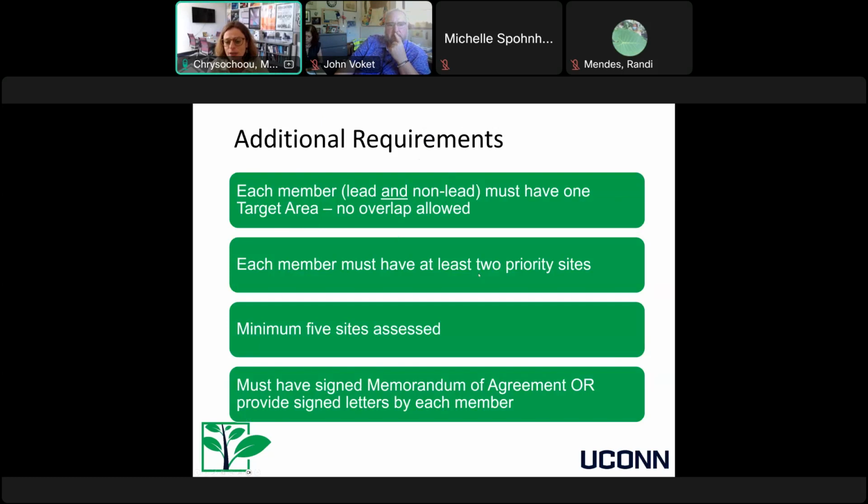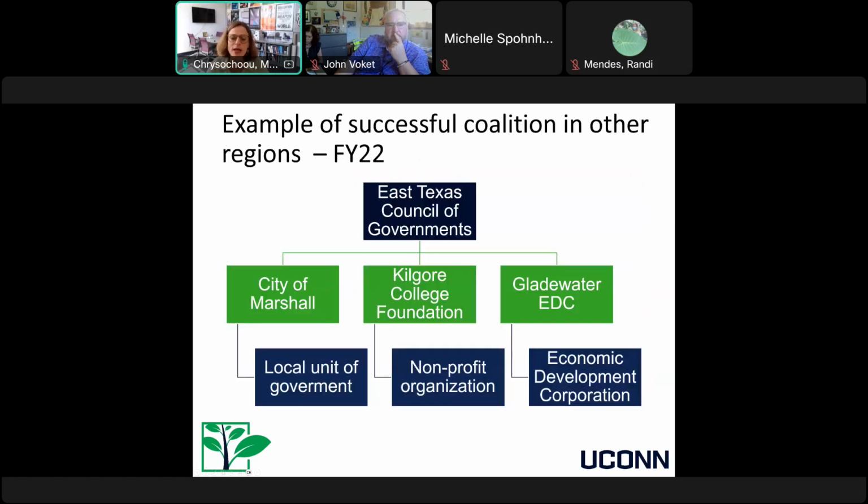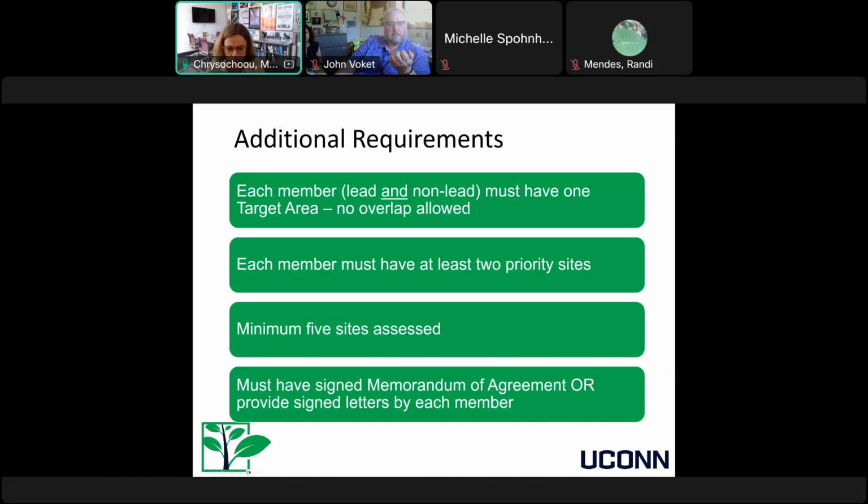So to go back to the example here, the East Texas Council of Governments had another city that was the target area and 3 additional areas, and one of them was the City of Marshall, the other one was in the town of Kilgore, and the other one was in the town of Gladewater. So there were 4 target areas with target brownfield sites across that coalition. So that is a requirement.